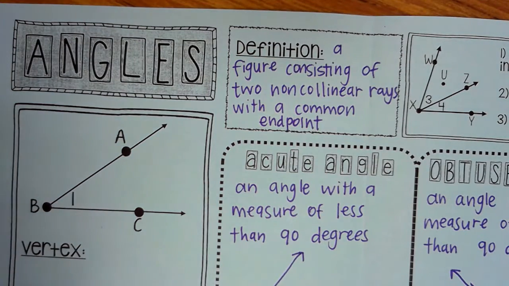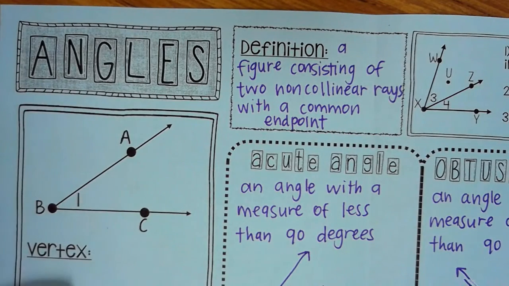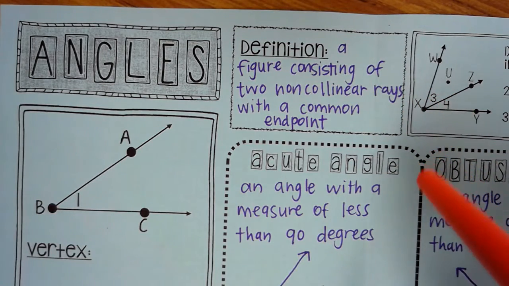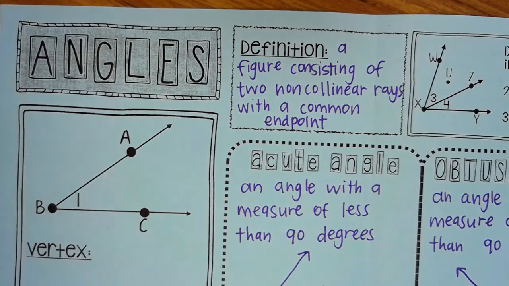All right, we finally made it to 1.2. So today we're going to be talking about section 1.2 on angles. So of course we're going to start with the definition of an angle. An angle is a figure consisting of two non-collinear rays with a common endpoint.